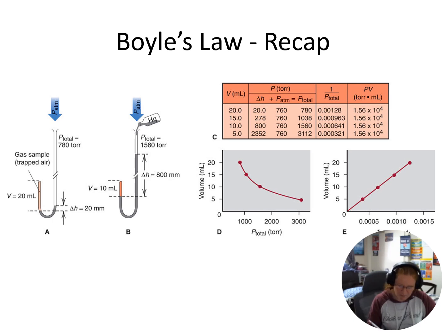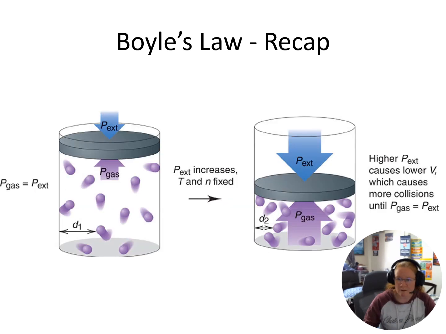So we know from Boyle's law that we have P1 V1 equals P2 V2. Okay? When I think about gases on a molecular level, on a particulate level, if I increase the pressure, I'm going to decrease the volume. Okay?